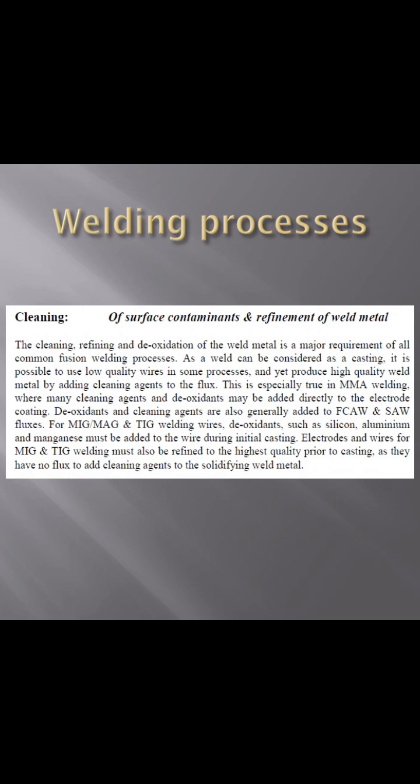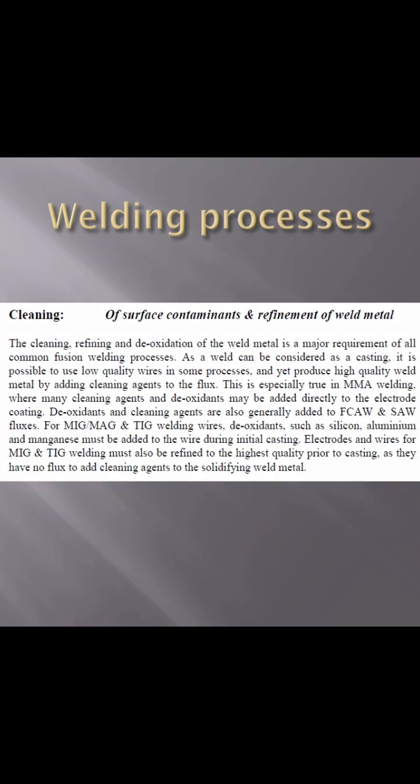Secondly, cleaning of surface contaminants, refinement of weld metal. The cleaning, refining and deoxidation of the weld metal is a major requirement of all common fusion welding processes. As a weld can be considered as a casting, it is possible to use low-quality wires in some processes and yet produce high-quality weld metal by adding cleaning agents to the flux. This is especially true in MMA welding, where many cleaning agents and deoxidants may be added directly to the electrode coating. Deoxidants and cleaning agents are also generally added to FCAW and SAW fluxes.